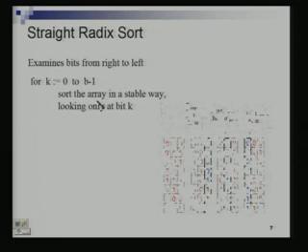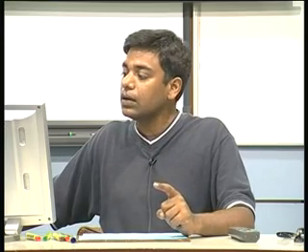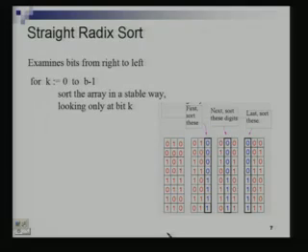Okay. Let us see what this means. Do you understand what stable way means? No? Great. We will come to that on the next slide. But let me show you what this is. This is the collection of numbers you have, and this is the algorithm. You are first going to look at the rightmost bit, and you are going to sort these numbers based on the rightmost bit. As you can see, after you sorted them, you first have the numbers which have the rightmost bit as 0, and then you have the numbers which have the rightmost bit as 1.